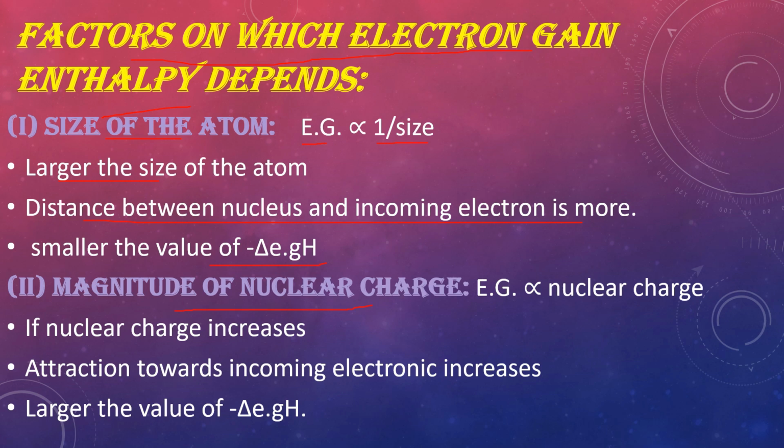Electron gain enthalpy is directly proportional to the nuclear charge. Why? Because if the nuclear charge increases, the attraction towards the incoming electron increases, and hence the value of the electron gain enthalpy is a larger negative value.